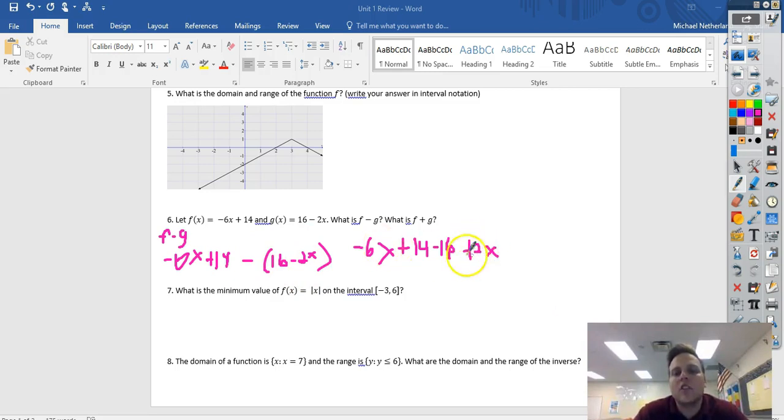And now I just start putting like terms together. Negative 6x plus 2x, that's negative 4x. 14 minus 16, that's negative 2. So bam, f minus g is negative 4x minus 2.